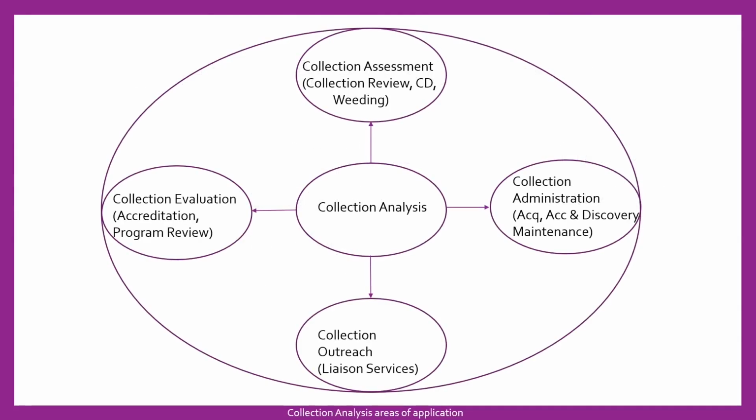In our library, collection analysis has at least 4 areas of application. These include 1. Collection assessment, or decision-making about the collections, 2. Collection evaluation, for example, to support accreditation and program review, 3. Collection administration, such as discovery optimization, and 4. Collection outreach, which includes reports to campus departments and administrators demonstrating the library's value.